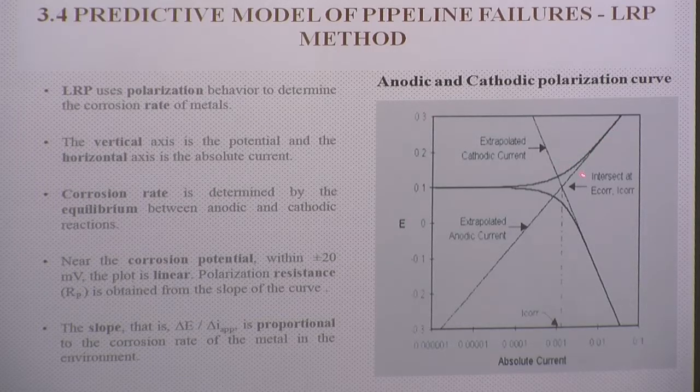the curve goes up and it's a straight line, right? And at this point is where the corrosion rate can be determined, because at this point you get the polarization resistance, and from the polarization resistance, right, the corrosion rate of the metal. The slope of this curve is proportional to the corrosion rate of the metal in the environment.